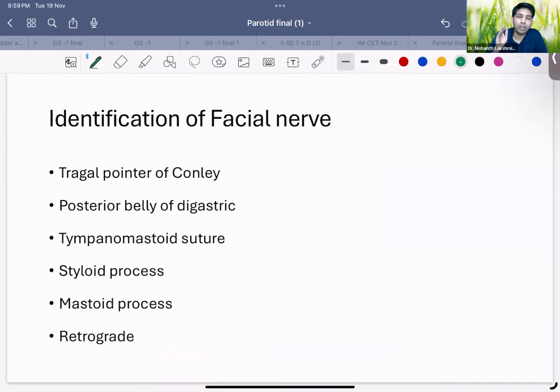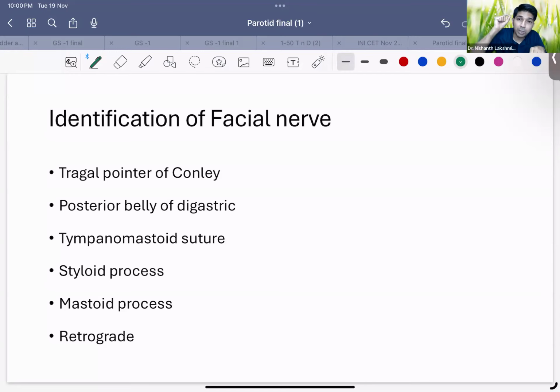The most important point you need to know is that the facial nerve doesn't traverse like this. Okay, it comes from the stylomastoid foramen. It comes outside and then takes a turn anteriorly. So any structure which is going completely horizontal from the external auditory meatus to the parotid is unlikely to be the facial nerve. The problem as a beginner is that every horizontal structure you're worried is the facial nerve.